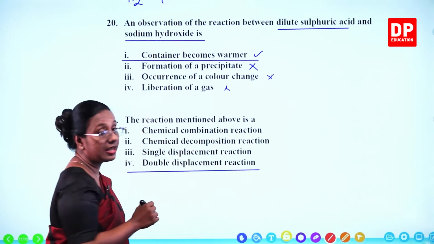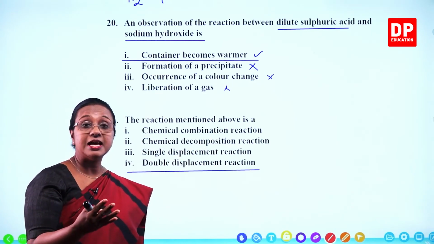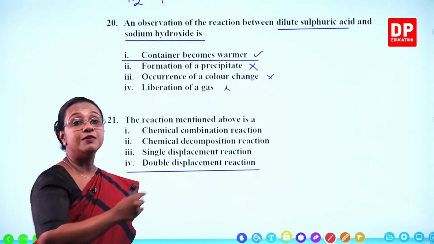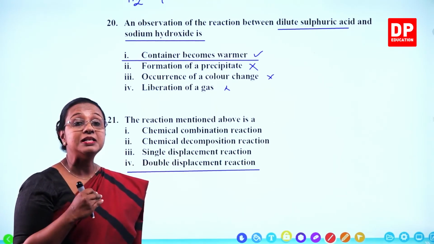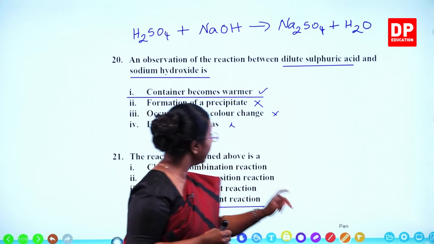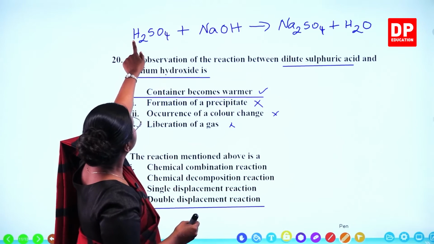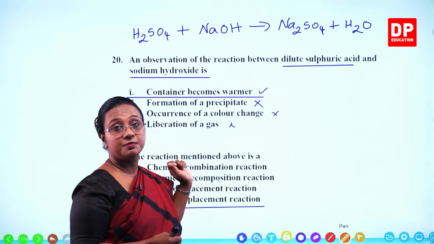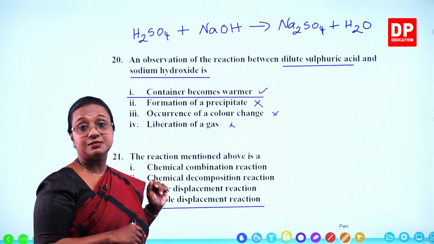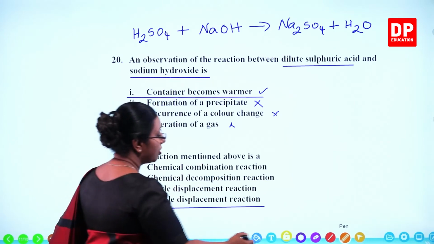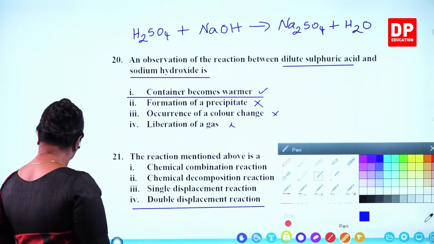I showed you all the reaction. Sulphuric acid and sodium hydroxide, giving rise to sodium sulphate and water. So it is a double displacement reaction. If you want, I can show you all the reaction again. Here you can see hydrogen combines with OH, sulphate and sodium combine. So it is a double displacement reaction. So with that, students, we will move on to the next question.